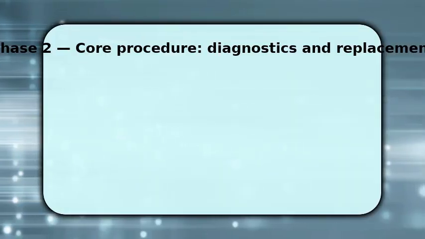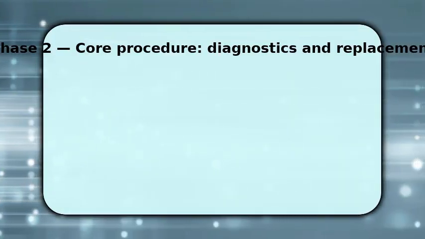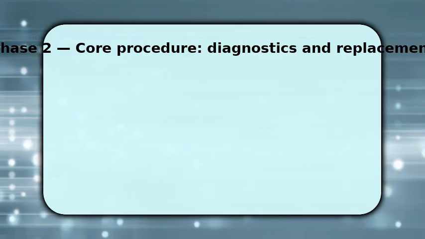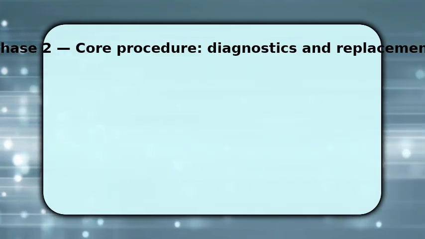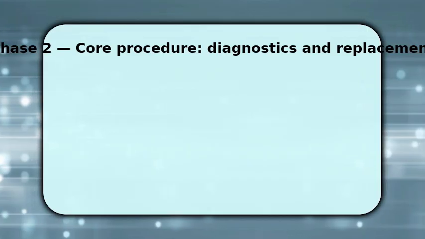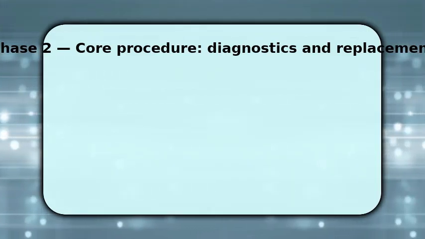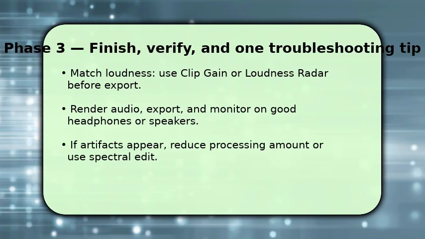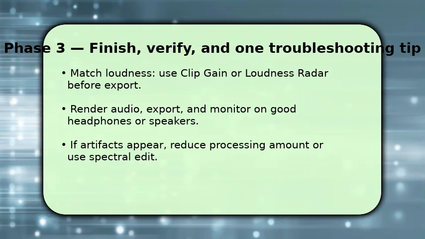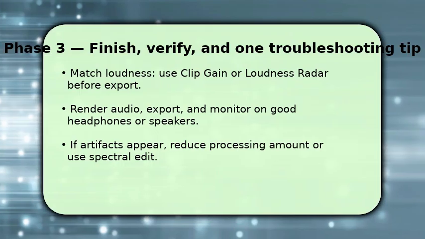For complex, varying backgrounds, add the adaptive noise reduction effect from Effects and adjust its noise floor and smoothing. Make incremental tweaks, solo the track to compare, and always undo if dialogue starts to suffer. Once satisfied, normalize or match loudness using clip gain or the loudness radar to keep levels consistent across clips.